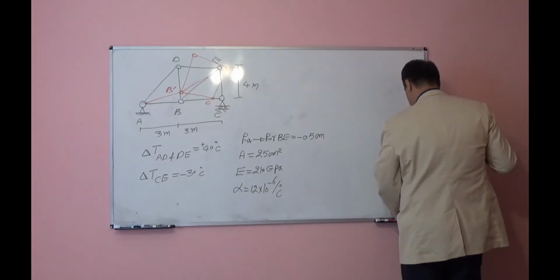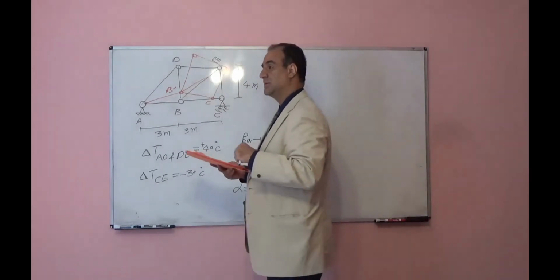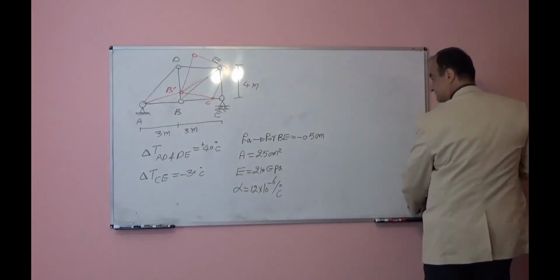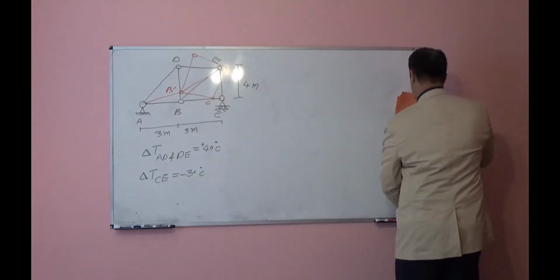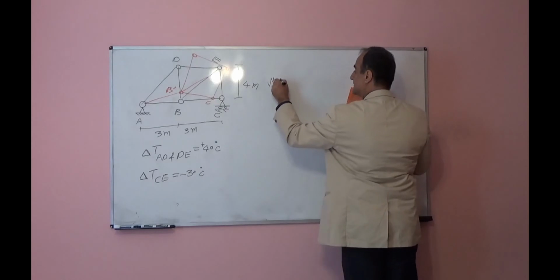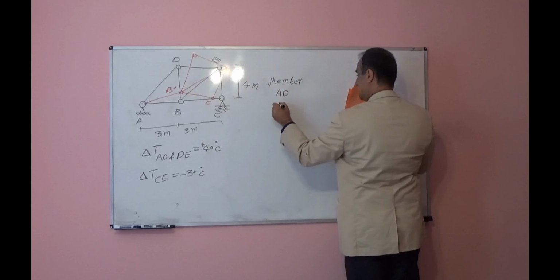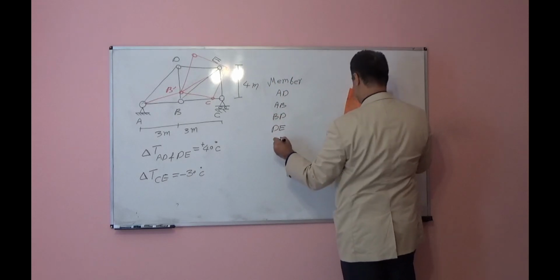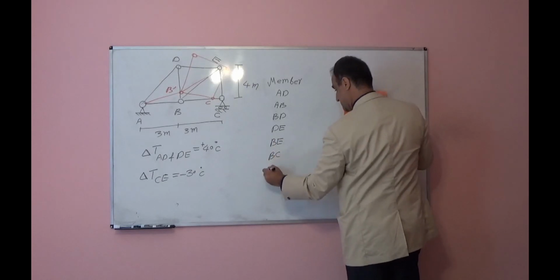Again, first we will find a change in length of these members. Let's create a table. We will list the members: member AD, AB, BD, DE, BE, BC, CE.